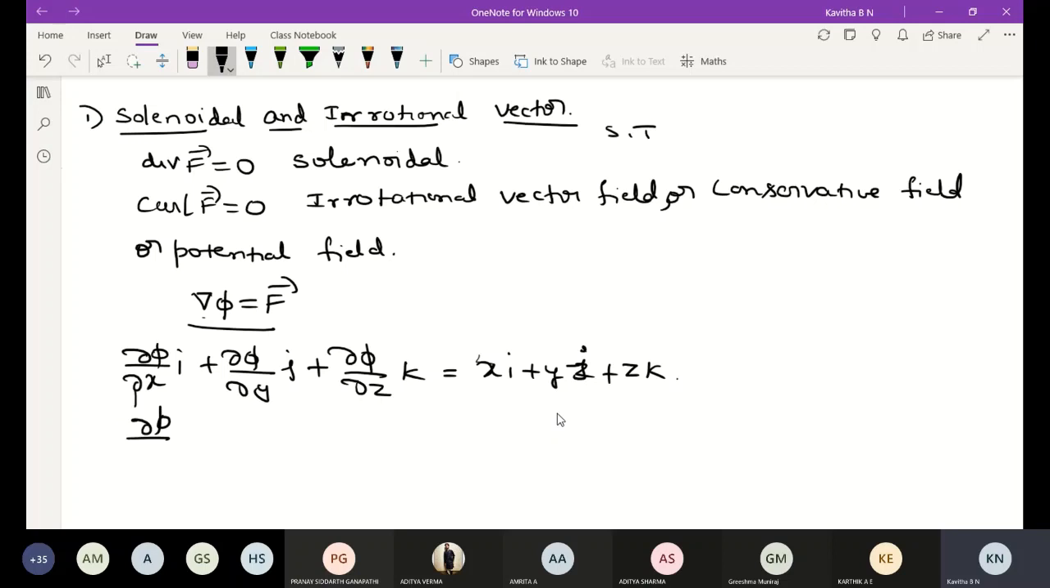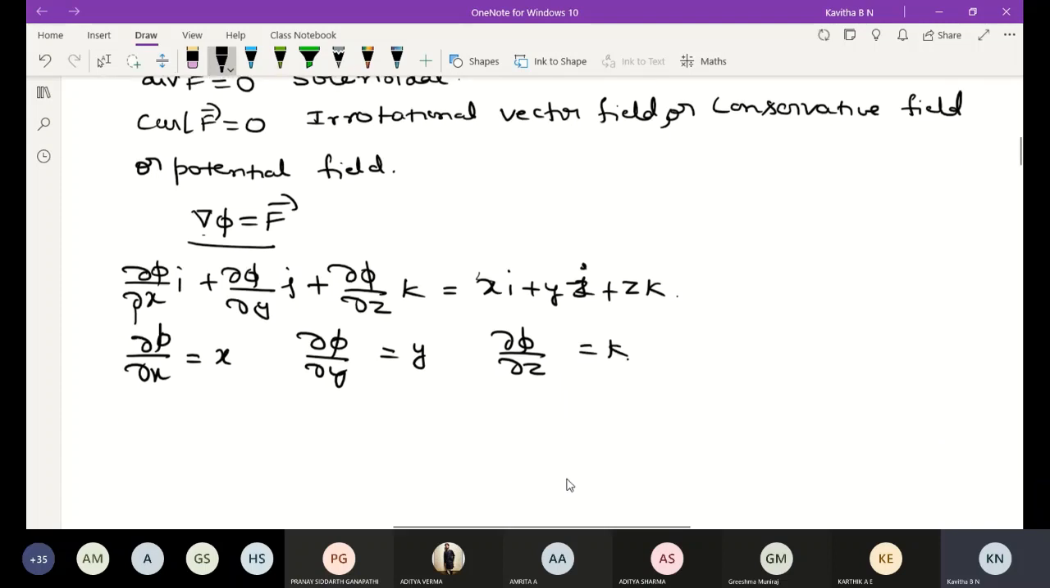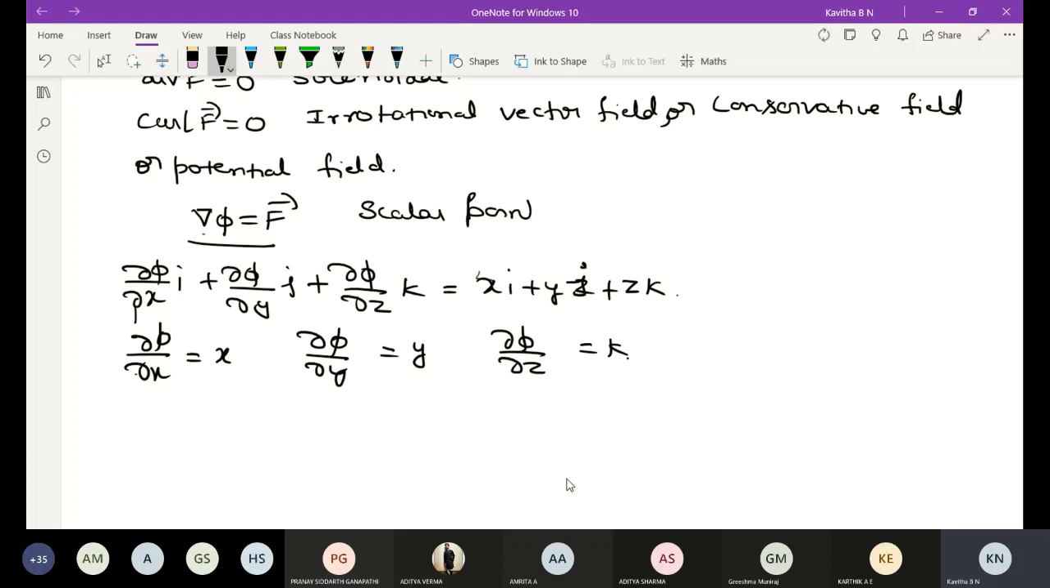Here del phi by del x is equal to x, then del phi by del y is equal to y, and del phi by del z is equal to z. Then the next step, we have to integrate. This is a scalar point function. In scalar point function, this is also a very important concept.